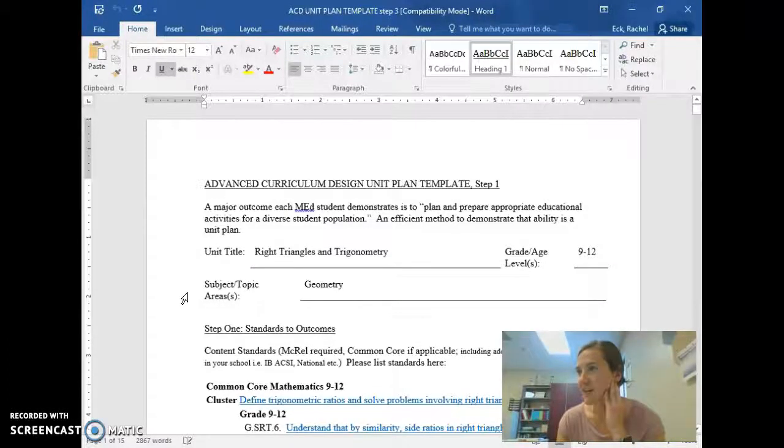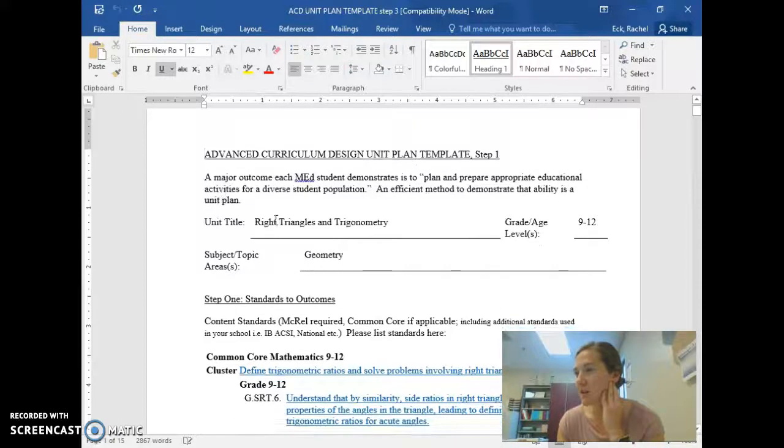Right, this is Rachel Eck, and here is my Step 3 unit plan. It's for my geometry class, and we're just talking about the unit of right triangles and trigonometry. In my geometry class, I have 9th through 12th grade.